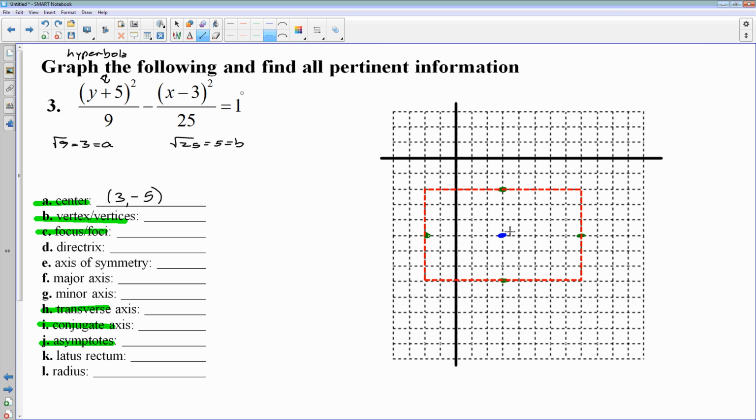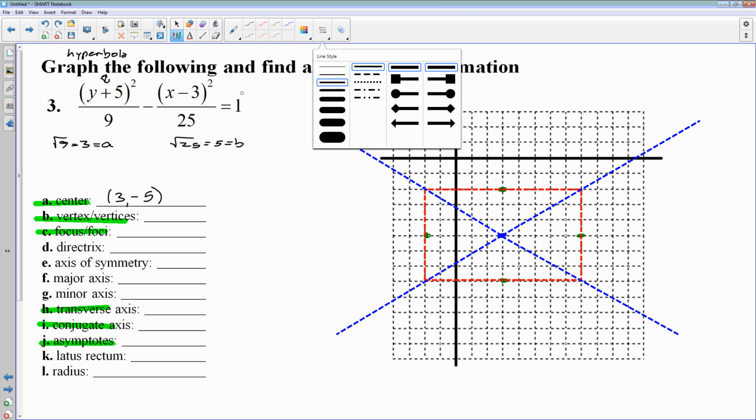So I'm going to draw an asymptote going this way from the center through each corner. Asymptote going that way. Asymptote going this way. Asymptote going this way. Then to draw my hyperbola, since my y-coordinate is first, this hyperbola is going to go up and down. My y-axis goes up and down, so since y is first, this hyperbola is going to go up and down.